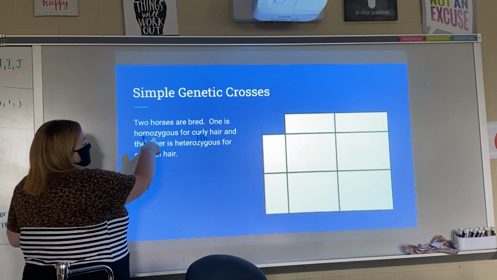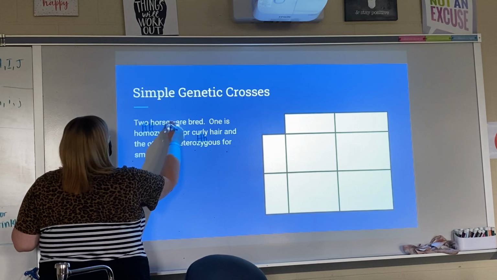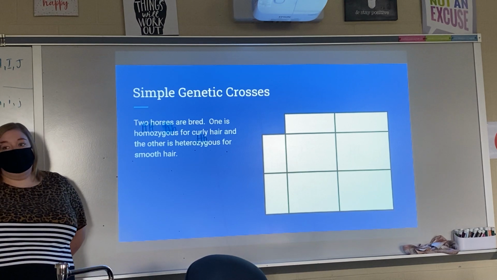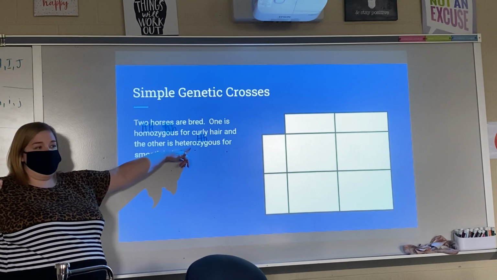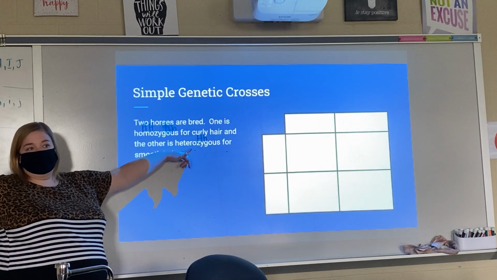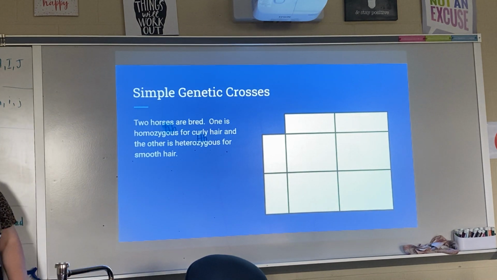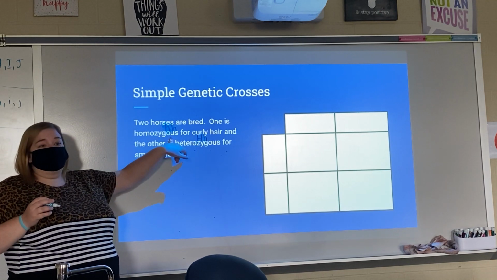Then the curly-haired one is homozygous, which means what? Same. So he could be big H or little h. How do we know in this problem? How do we know? Don't overthink it. Riley. Okay, we already have smooth hair as being dominant as a heterozygous trait. Can we have two dominant traits? We can only have one. If you've got a heterozygous, your other one is, well, you have no choice. It's going to be homozygous recessive every time.